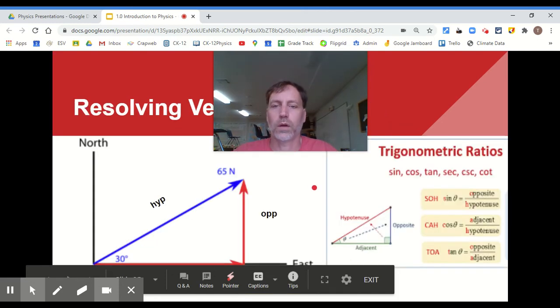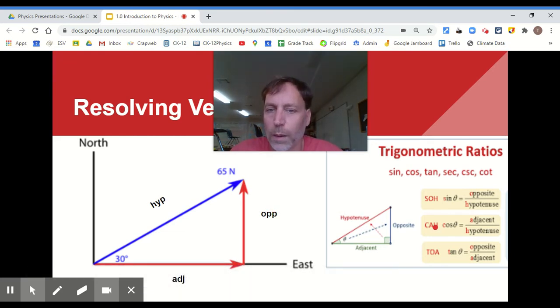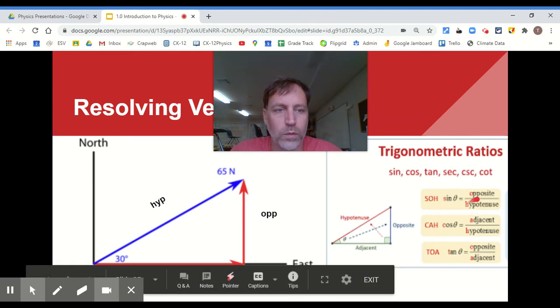Let me explain that to you right here. For instance, we want to find the length of the opposite side, or what we would call the north vector. We want to find the length of this vector. The one thing we're given is this one right here: we're given that this is 65. Since we know the hypotenuse, we're going to pick the ratio that has the hypotenuse with the opposite side, and that would be this one here. So we're going to pick the sine.